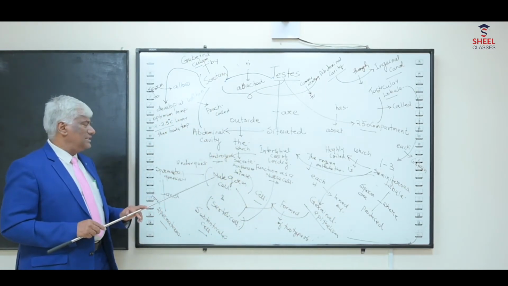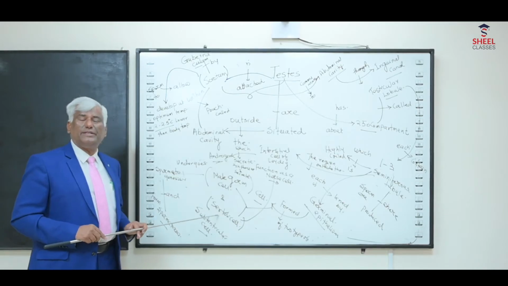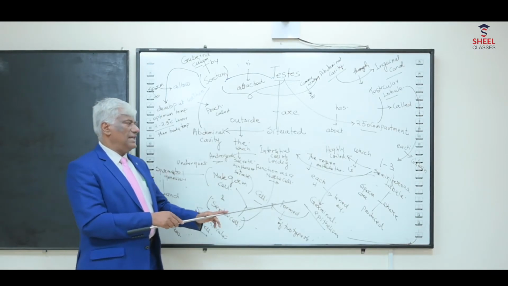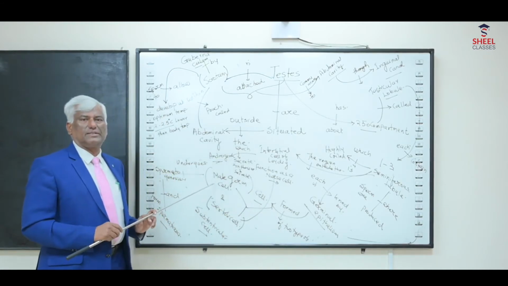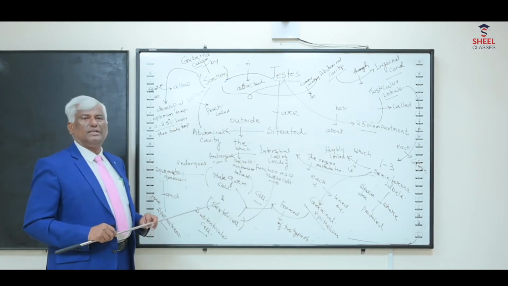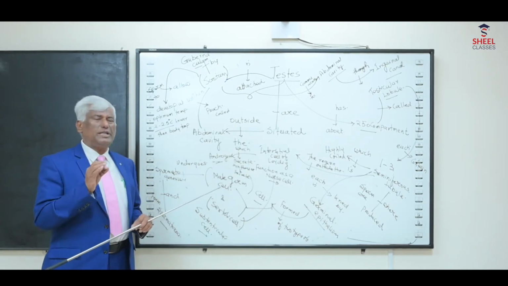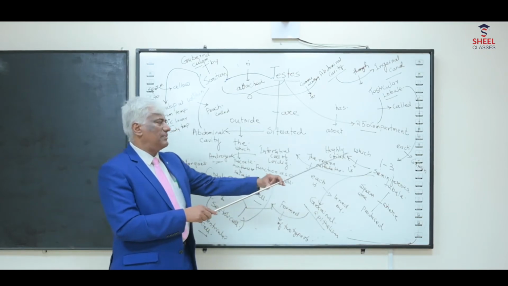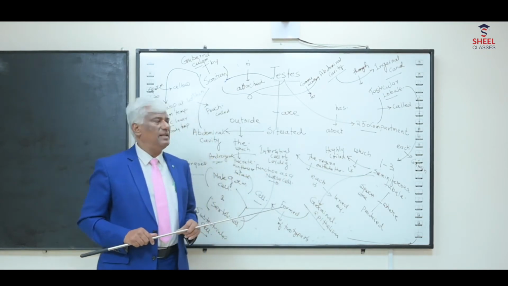One is called the male germ cells, and the other is called, my dear students, Sertoli cells. These 2 types of cells are present in the germinal epithelium, and the germinal epithelium is present in the seminiferous tubules.